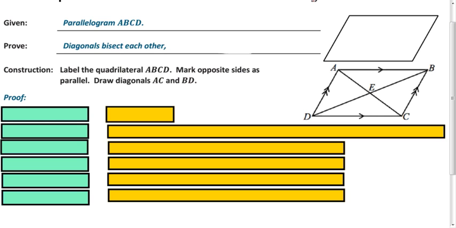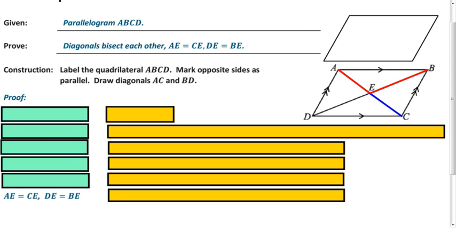Well, we'd want to say that AE equals CE, as well as DE equaling BE. So we should always end with what we want to prove. And how can we get there? Well, let's look at the picture. We want to show that AE is equal to CE. And we also want to show that DE is equal to BE.